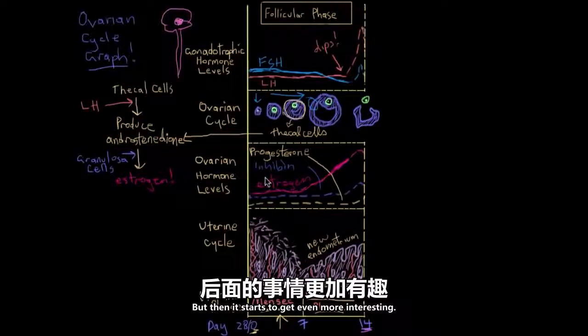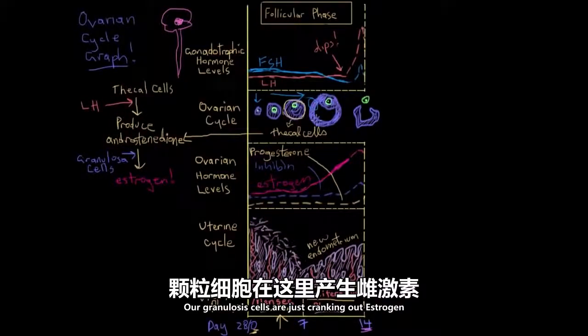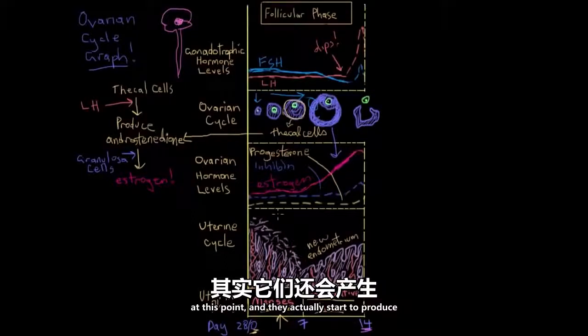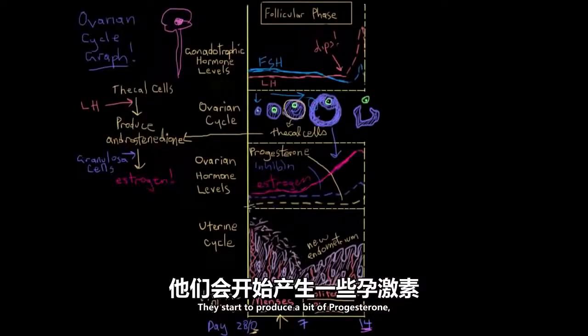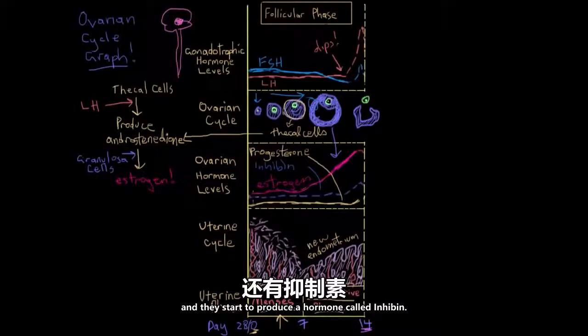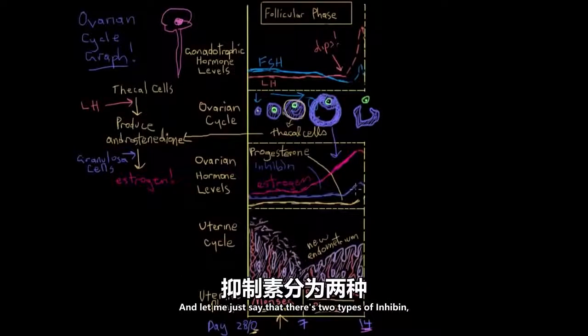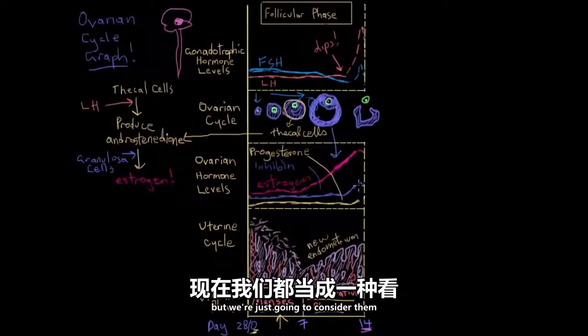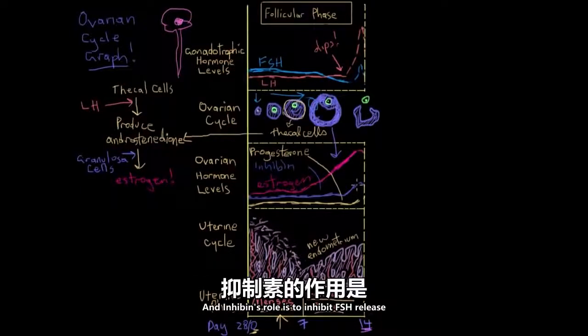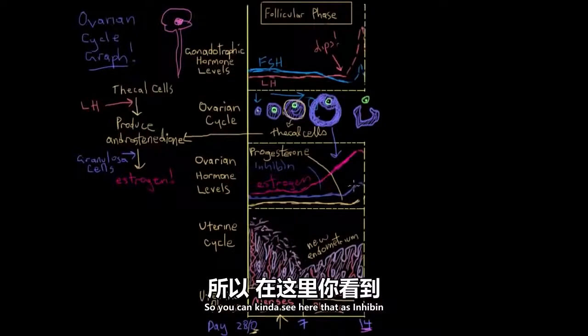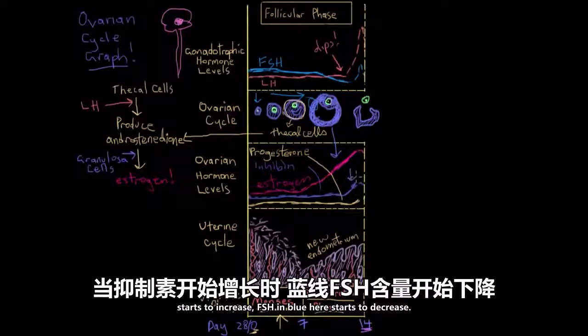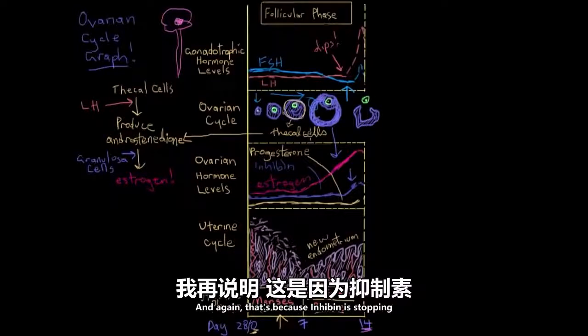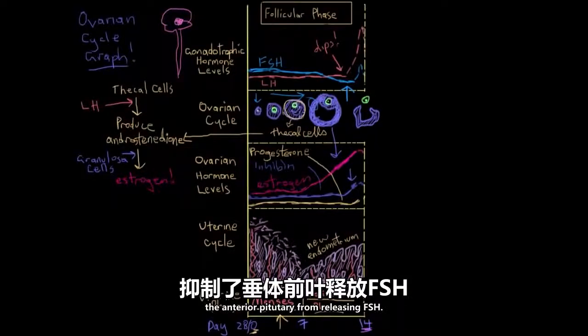the high estrogen levels tell the brain to sort of reduce their production and release of these gonadotrophic hormones. But then it starts to get even more interesting. Our granulosa cells are just cranking out estrogen at this point, and they actually start to produce two more hormones in higher amounts. They start to produce a bit of progesterone, and they start to produce a hormone called inhibin. And let me just say that there's two types of inhibin, inhibin A and inhibin B, but we're just going to consider them as one thing for now, inhibin. And inhibin's role is to inhibit FSH release from the anterior pituitary. So you can kind of see here that as inhibin starts to increase, FSH in blue here starts to decrease. And again, that's because inhibin is stopping the anterior pituitary from releasing FSH.